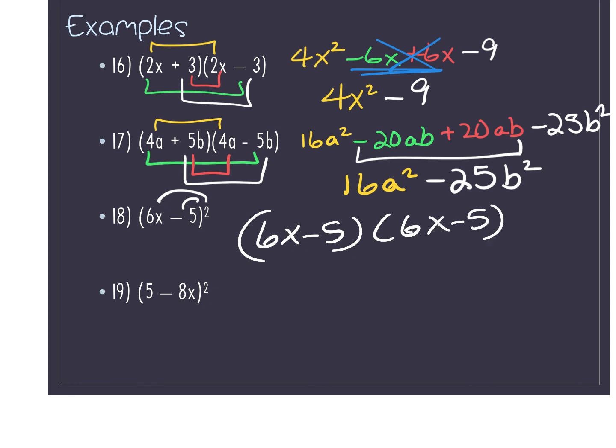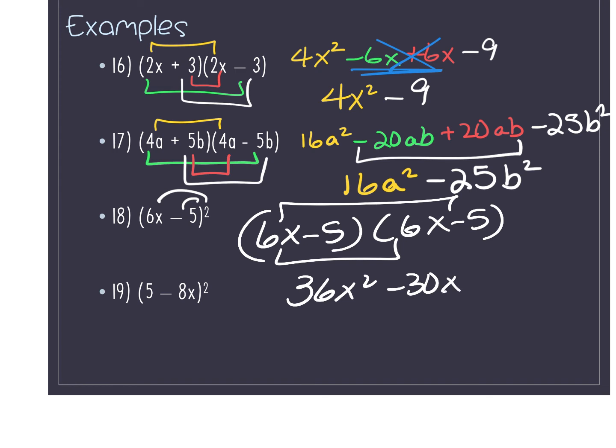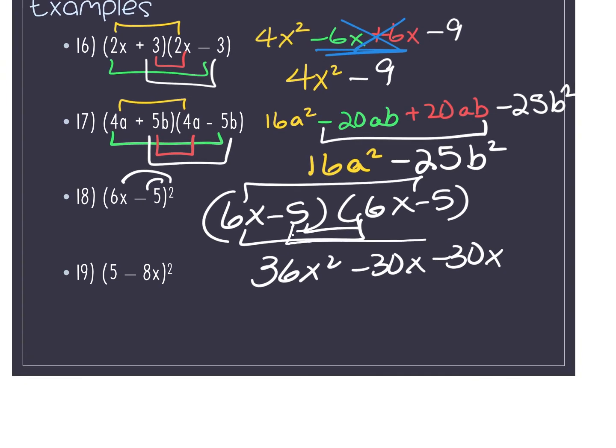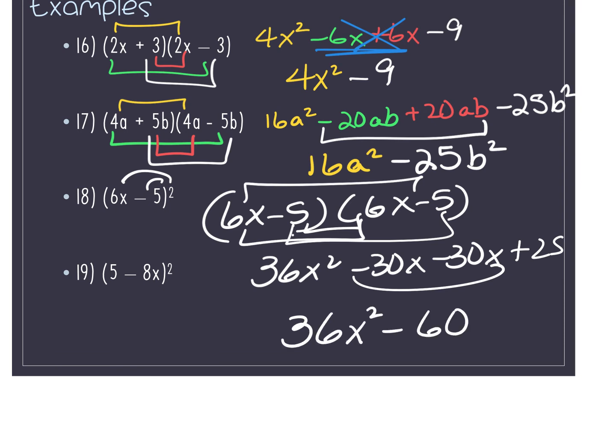If you don't want to write it twice and FOIL, memorize the pattern. So 6 times 6, 36x squared. Outer, negative 30x. Inside, negative 30x. And then finally last, positive 25. This has a middle term. It doesn't cancel. It becomes 36x squared minus 60x plus 25. So when you see a binomial squared, either memorize the pattern or write it twice and FOIL it.